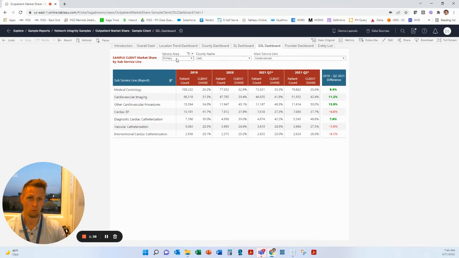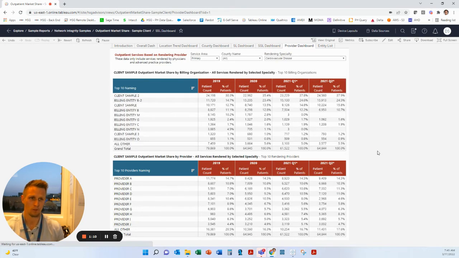So now, once again, looking at our primary service area for cardiovascular services. These are the subservice line categories we had options for to look at before. How are those, once again, trending positively or negatively, and what's the relative patient volume supporting that, and being able to, once again, get very specific to individual counties and or service areas based on your geographic needs.